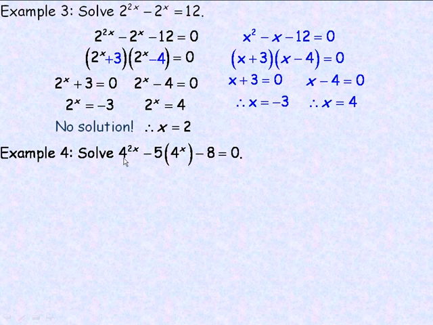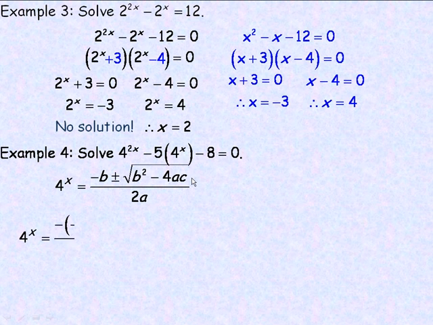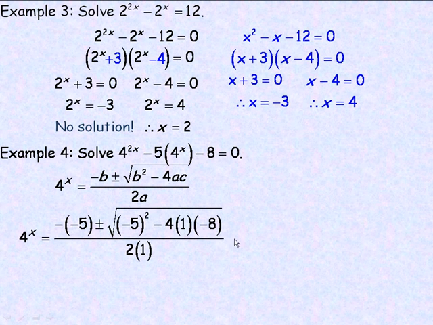When you have a quadratic equation you can't factor, you go to the quadratic formula. So here's the quadratic formula. The difference here, of course, is that it's 4 to the 2x, not x squared, and it's 4 to the x here, so it would be 4 to the x equals negative b plus or minus and the rest of the quadratic formula. So you still fill in a, b, and c the same way. A is 1 because it's 1 times 4 to the 2x. B would be negative 5 and c would be negative 8. So we fill those numbers in place of a, b, and c.